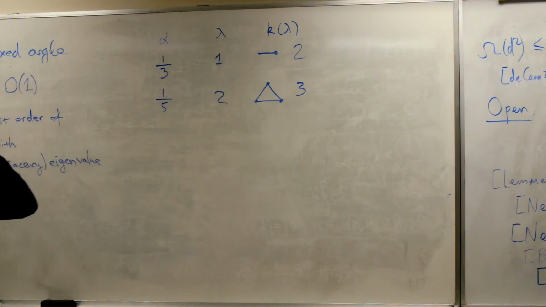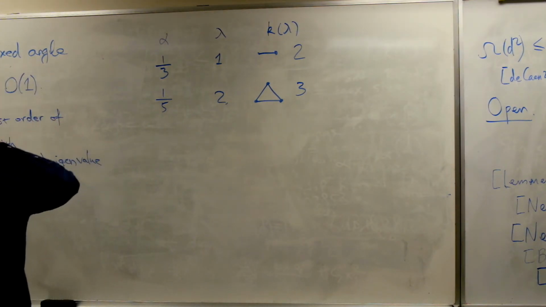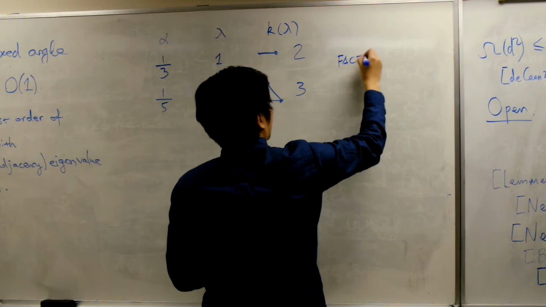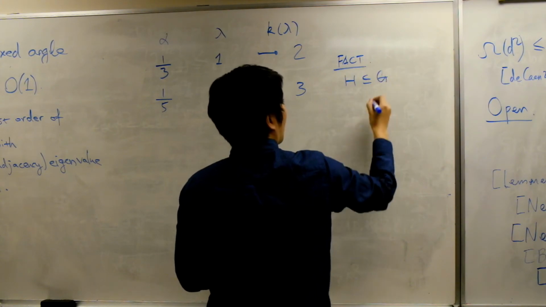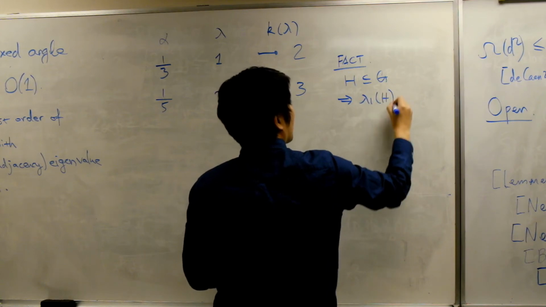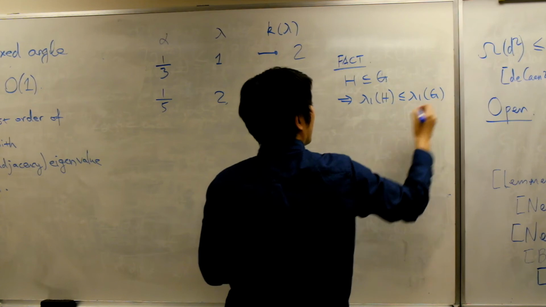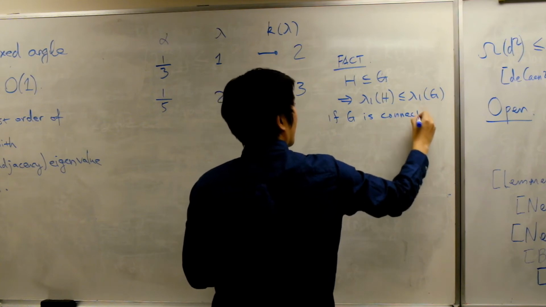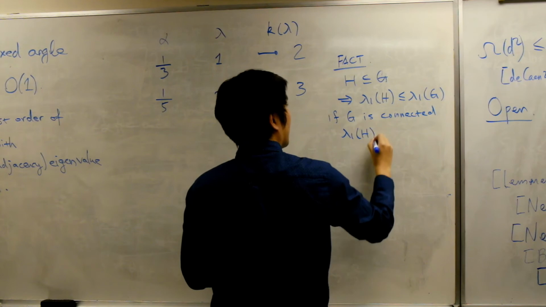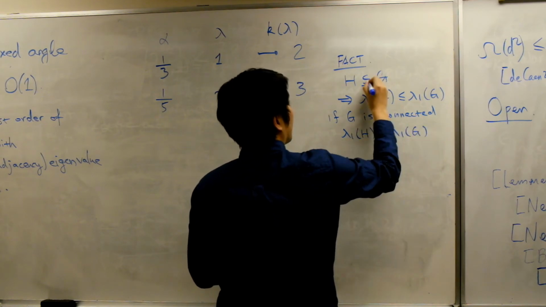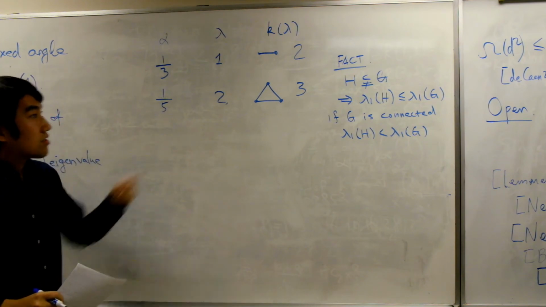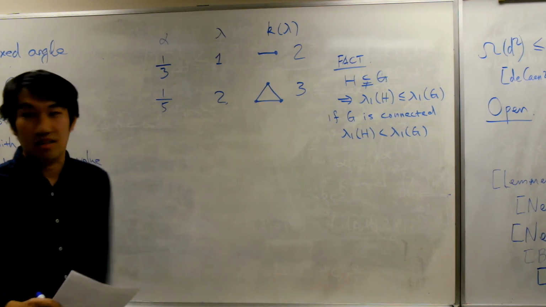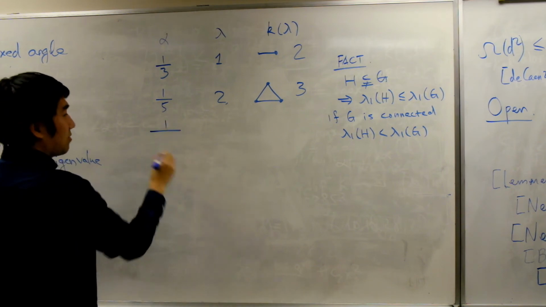Actually, how do you see that a triangle is the smallest graph achieving the largest eigenvalue 2? There is a theorem that says if H is a subgraph of G, then the largest eigenvalue of H is at most the largest eigenvalue of G. And furthermore, if G is connected, then the inequality is strict. So once I take a smaller graph, I will never achieve the same largest eigenvalue. And here is another interesting parameter.